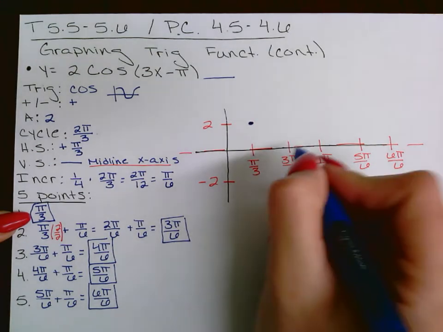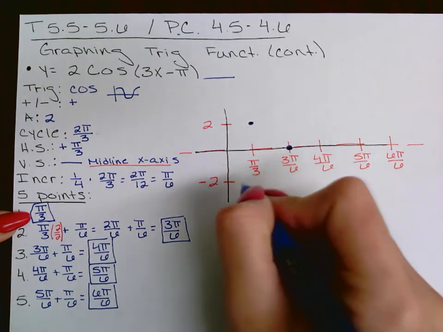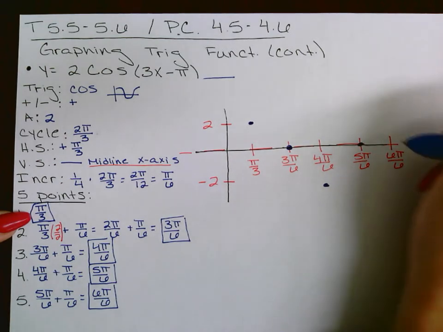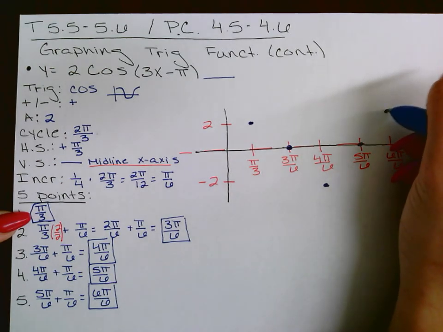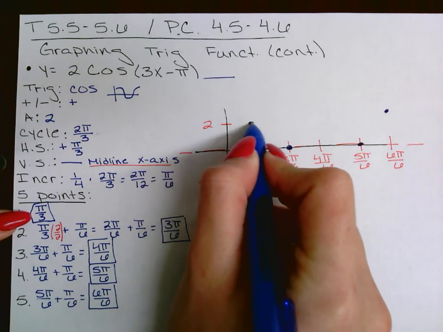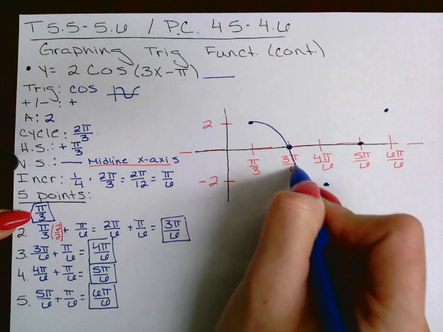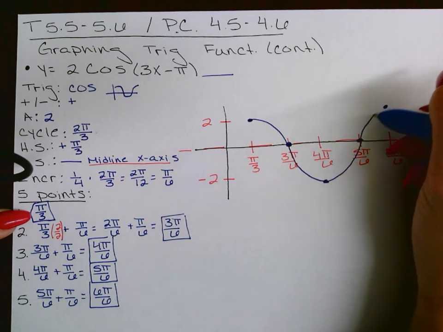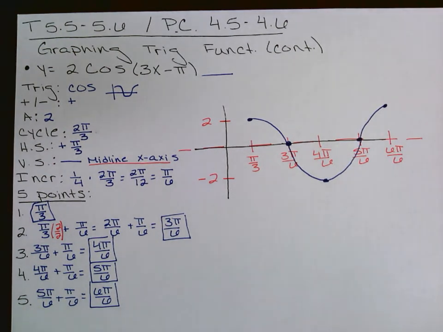Cosine starts on the maximum, comes to the midline, down to the minimum, back to the midline, and then back up to the maximum. And there is your cosine graph.